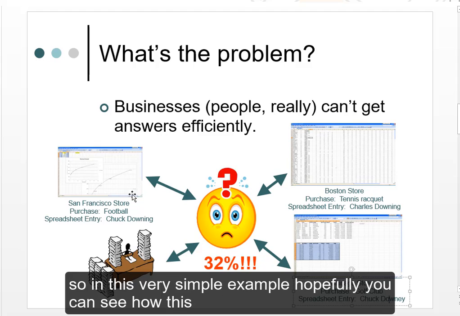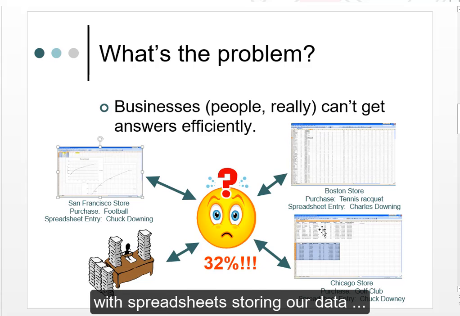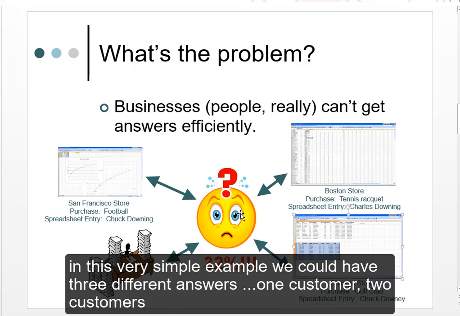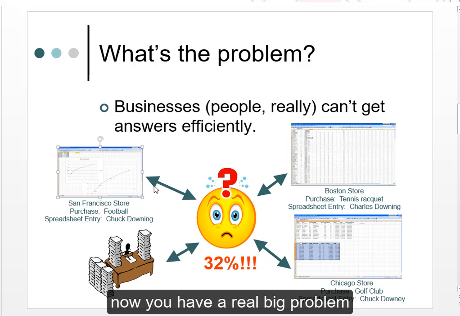So in this very simple example, hopefully you can see how this could happen. With spreadsheets storing our data, we could have 3 different answers: 1 customer, 2 customers, or 3 customers. And then if you throw in millions of rows, now you have a real big problem.